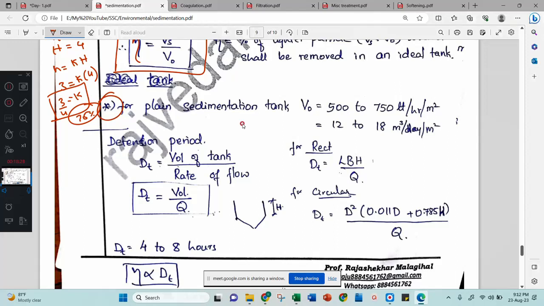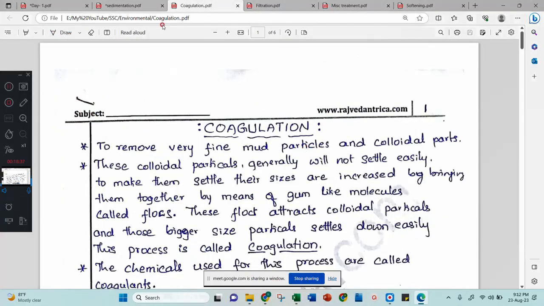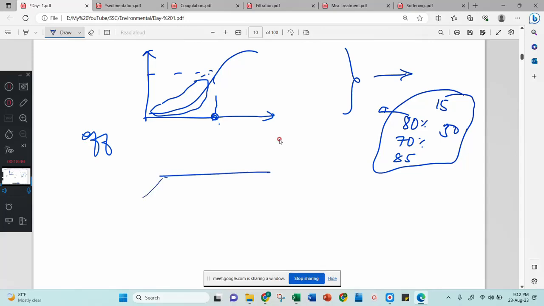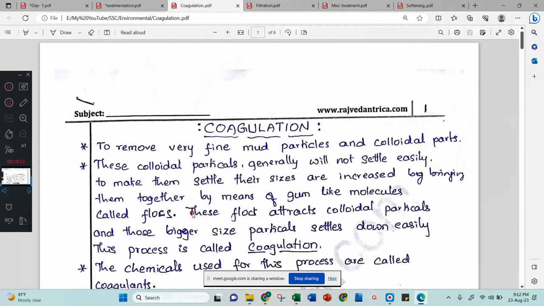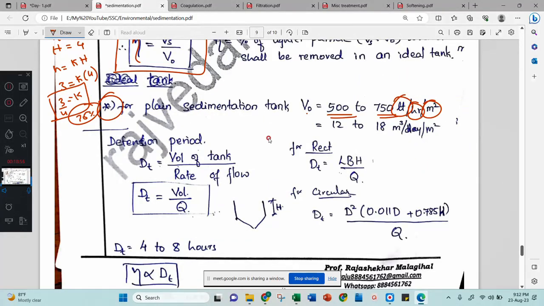Now for a plain sedimentation tank, these values you just learn by heart. For a plain sedimentation tank, overflow rate is 500 to 750 liter per hour per meter square. What is this per meter square, that we will see here. Let us consider this is your sedimentation tank of some length L and breadth B. Then I will consider 1 meter here and 1 meter here. This is a per meter square. This space will have a velocity, 500 to 750 liter per hour per meter square. Or you can say 12 to 18 meter cube per day per meter square. You just learn this by heart.